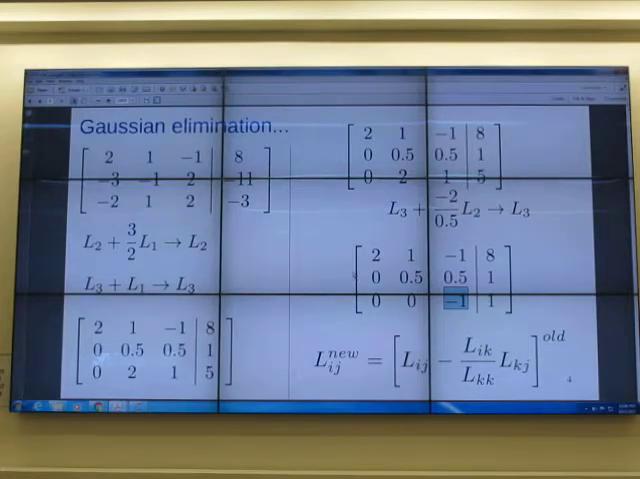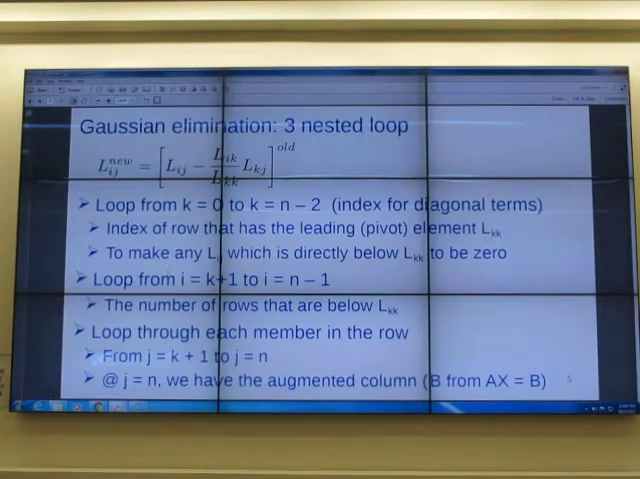But if we start the index from 0, so the first line is 0, we use L00, L11, but not that one. So that line is, you may say, n minus 2. If n is the number of rows, n is 3, n minus 2 is 1, so you do from 0 to 1, right? 3 minus 2 is 1. So we loop over k to make any Lij which is directly below Lkk equal to 0.